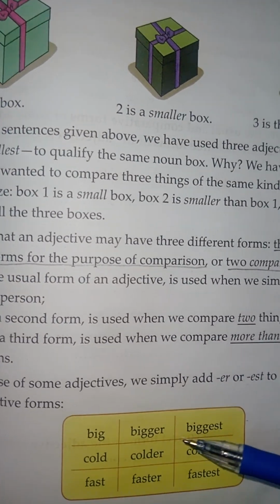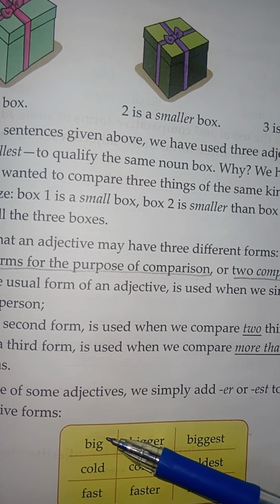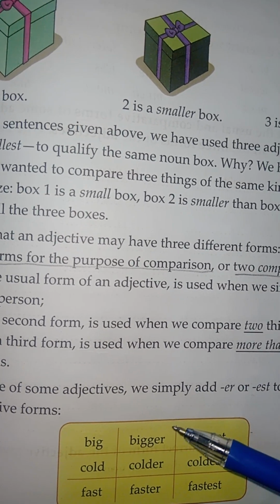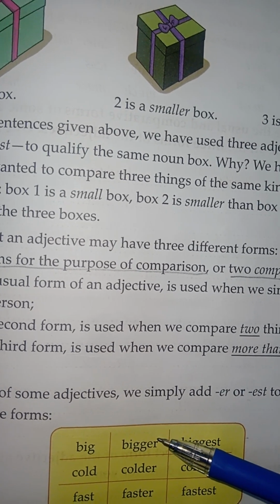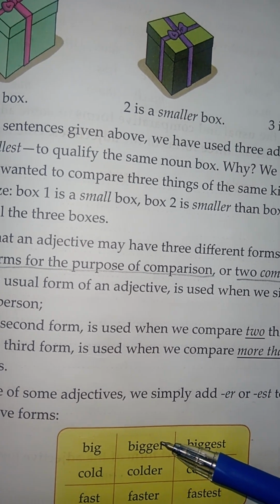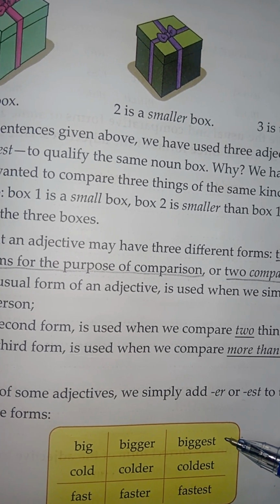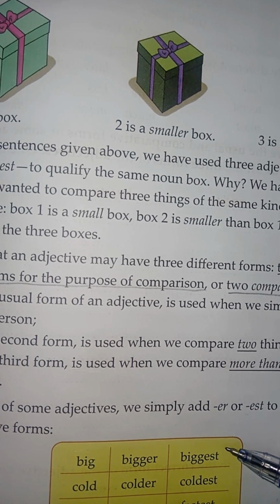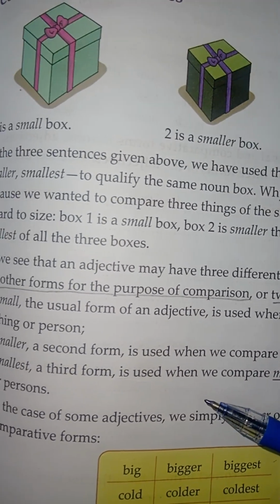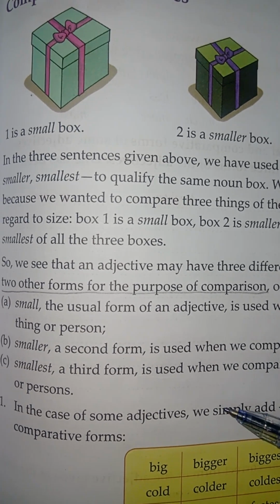Here is a table. The positive or usual form of adjective big is here in column 1, and in column 2 you have the second form of adjective that is used when you want to compare two objects together. Then there is the third form in column number 3, that is biggest, and it is used to compare more than two things. Then there are some rules to make the second and third form of adjective.